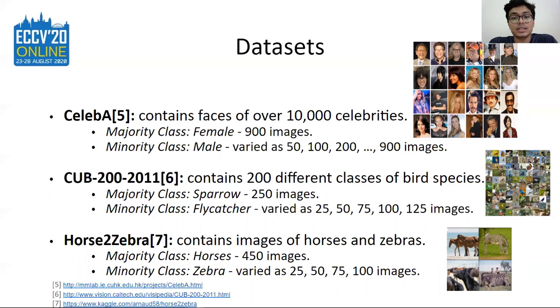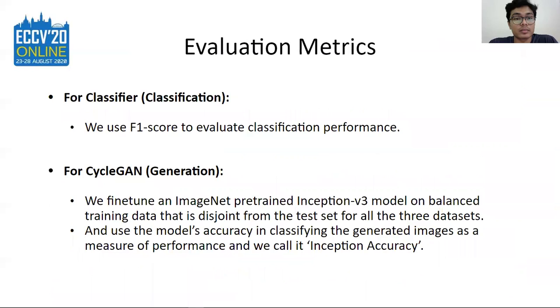The number of images in the majority class is fixed, and the size of the minority class is varied to generate different degrees of imbalance. The exact number of images is chosen depending on the availability of images for each dataset.